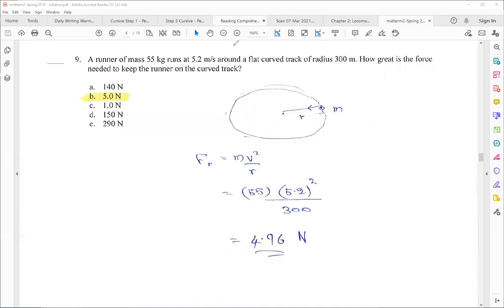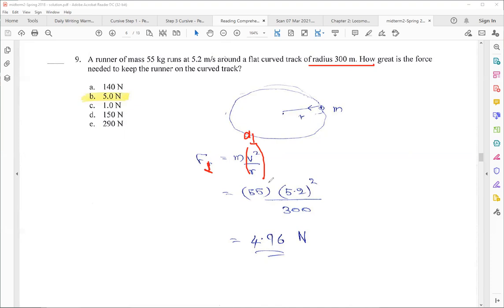Thank you, guys. So here, a runner of mass 55 kilograms runs at 5.2 meters per second around a flat curved track of radius 300 meters. How great is the force needed to keep the runner on the curved track? Now we're talking about a centripetal force, or force perpendicular. It's equal to mass times centripetal acceleration. So we have everything we need, okay?